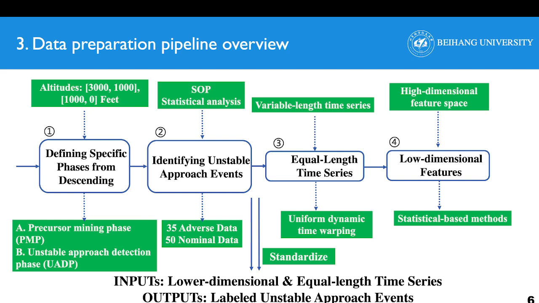And in the fourth step, we can obtain lower dimensional filters. By doing all the above four steps, we can get standardized inputs and outputs from the PMP and UADP separately.